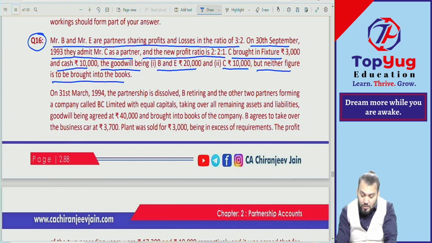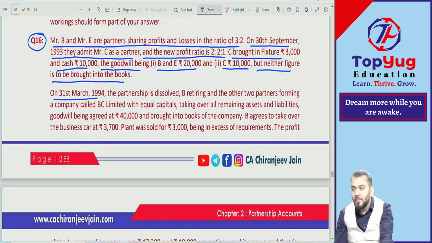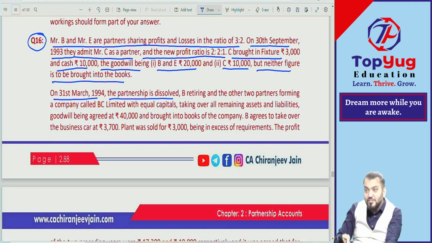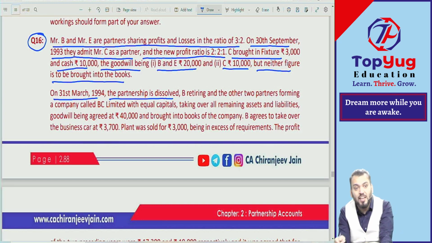Got it? Yes, sir. On 31st March 1994, means after how many months? After 6 months the partnership dissolved. Oh, I see. Means admission with dissolution. Admission with dissolution. Understood why I have done concept number 5?